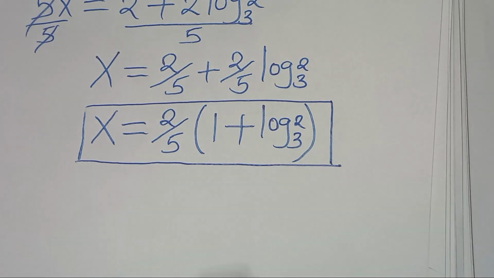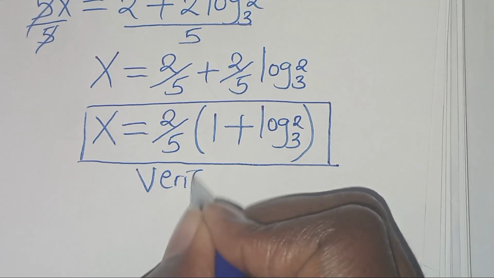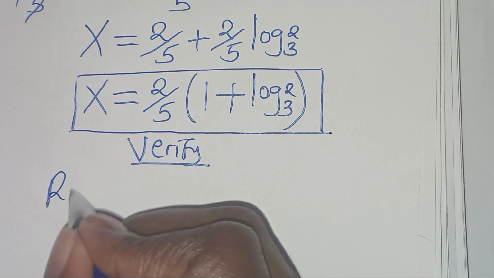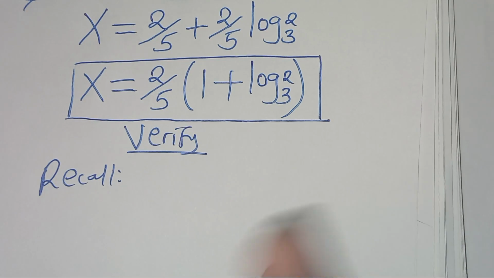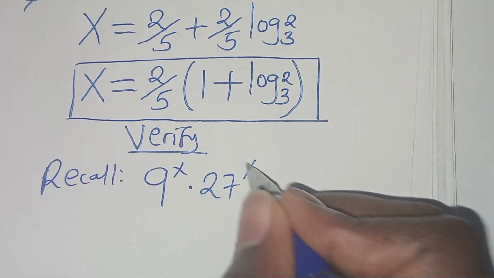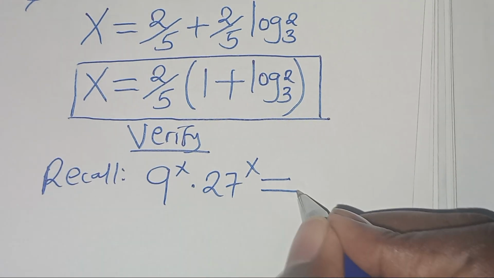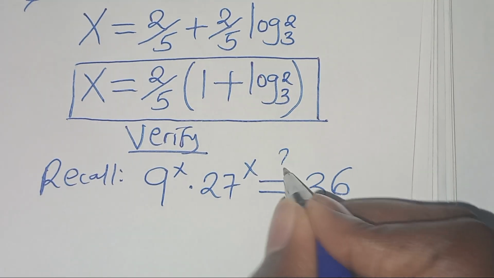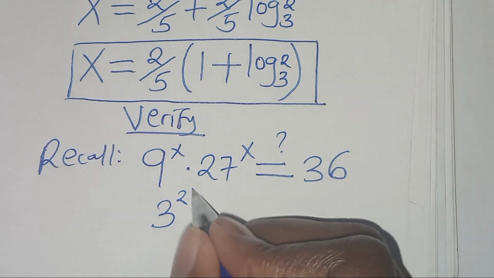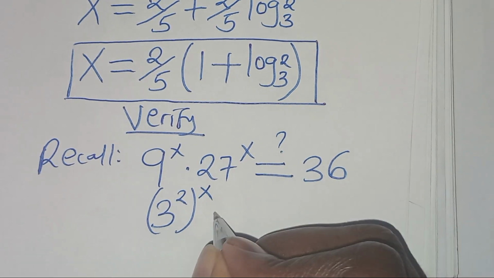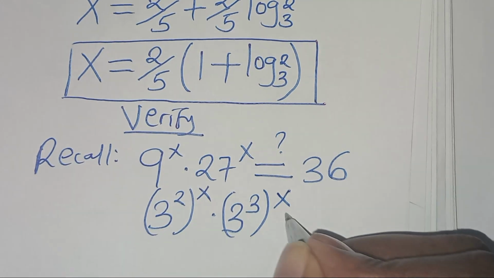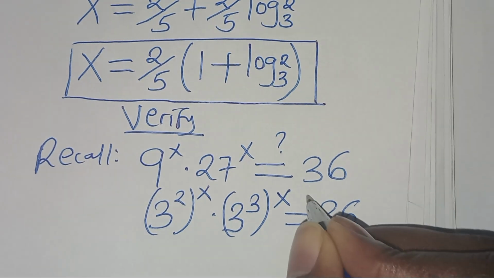The next step from here is to verify. So let's verify that this value of x satisfies the equation. If you recall, we have that 9 to the power of x times 27 to the power of x is supposed to give us a value of 36. We can express 9 as 3 to the power of 2, raised to the power of x, times 27, which is 3 to the power of 3, raised to the power of x. This should give us a value of 36.